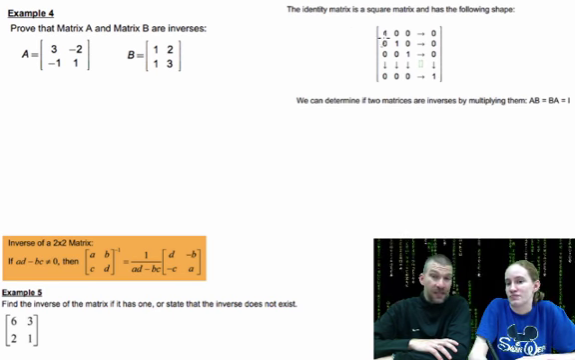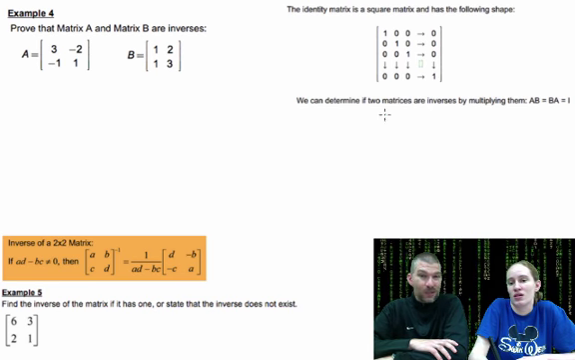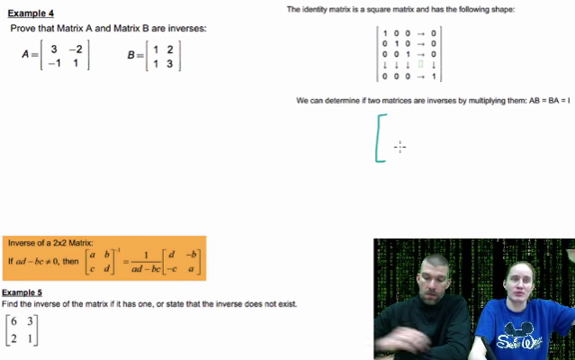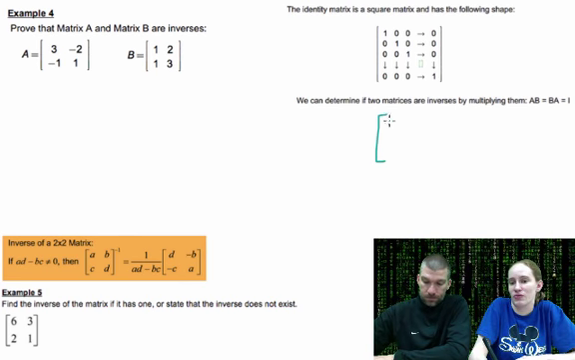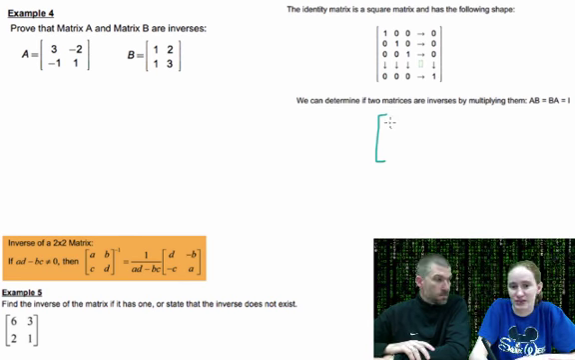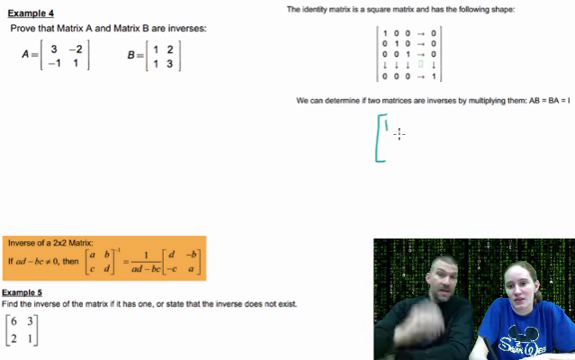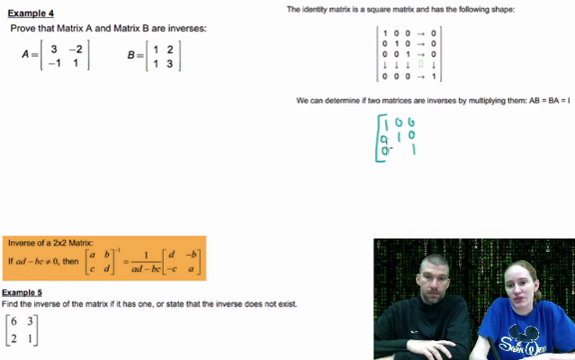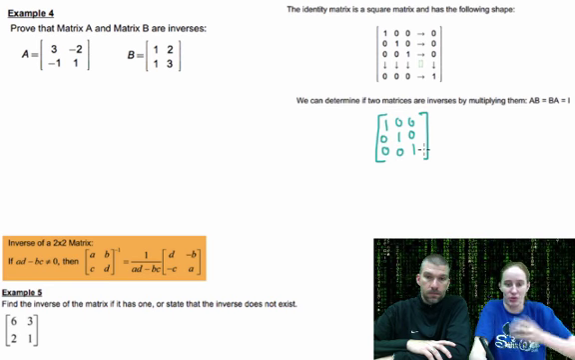And the identity matrix is really cool because all it is is ones and zeros. You have ones in a diagonal going from top left to bottom right. It has to be square. If it's not square, you can't do it. Then you have ones in the diagonal and zeros everywhere else. So this would be the identity matrix for a 3x3 matrix.